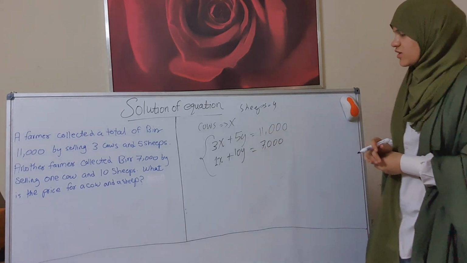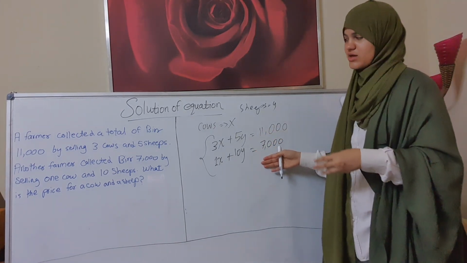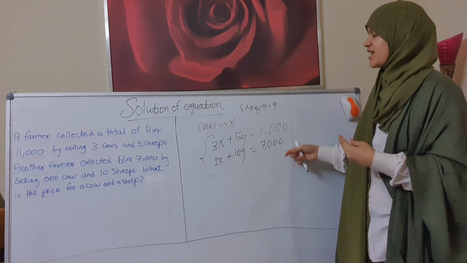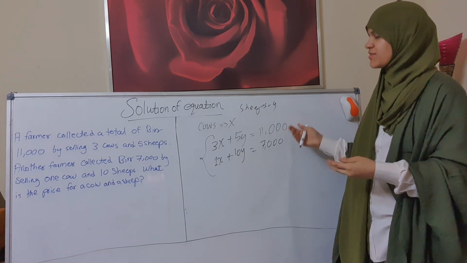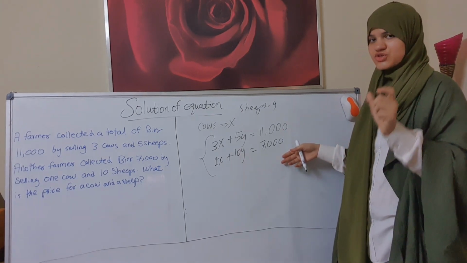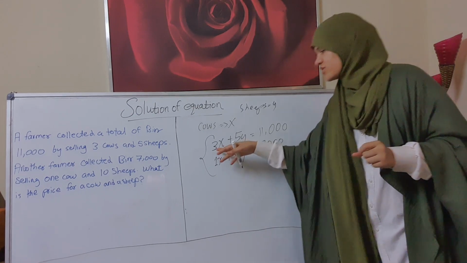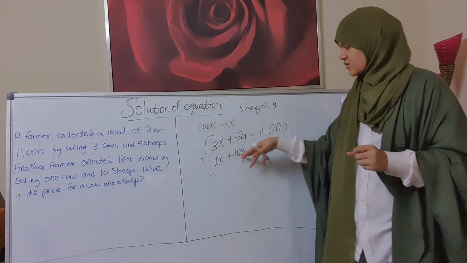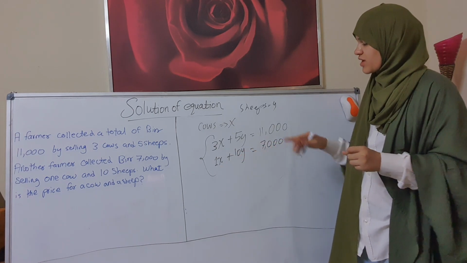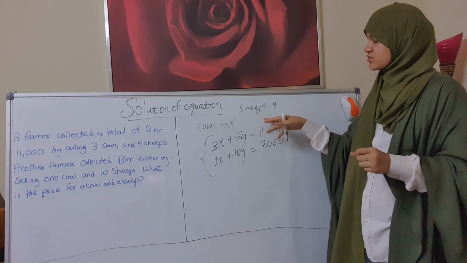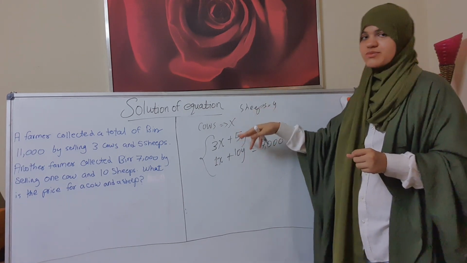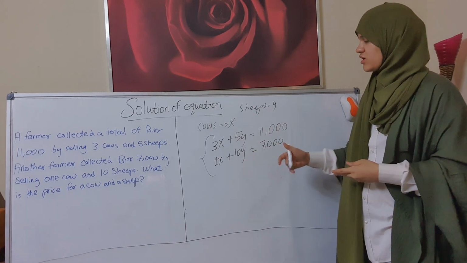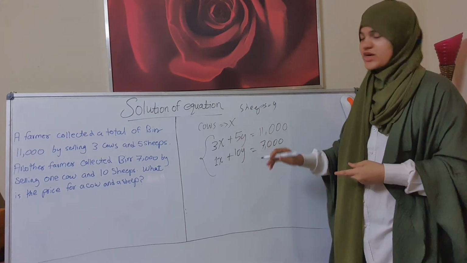First of all, we can do it by the substitution method or by the elimination method. We will try the elimination method because it's short and easy. So we have 3x plus 5y is equal to 11,000, and 1x plus 10y is equal to 7,000. We have 10y here, and if we multiply 5 by negative 2, it will be negative 10, so the 10y will cancel and we will not have the value of y.